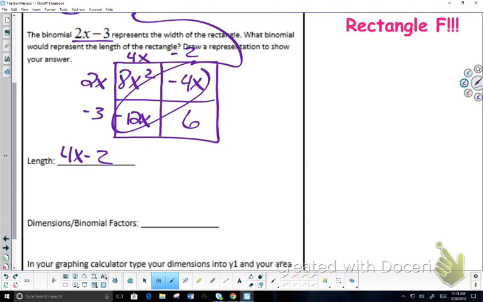Binomial. Does anybody remember what binomial is? No. Two terms. Two terms, right? Is this two terms? Yes. Is this two terms? Yes. And are those things that multiply? Yes. Binomial factors. So we got 4x minus 2, 2x minus 3.